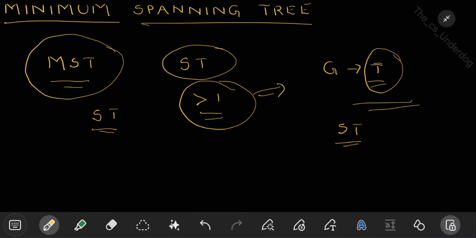But in case of minimum spanning trees, let us see when will it be unique. Surely when it is a tree, it is unique. Other than that, what is it that gets added when it is a minimum spanning tree?